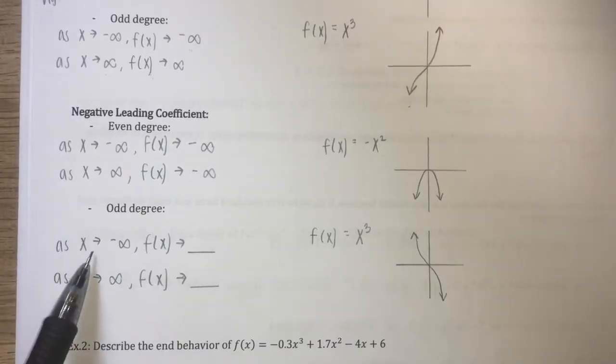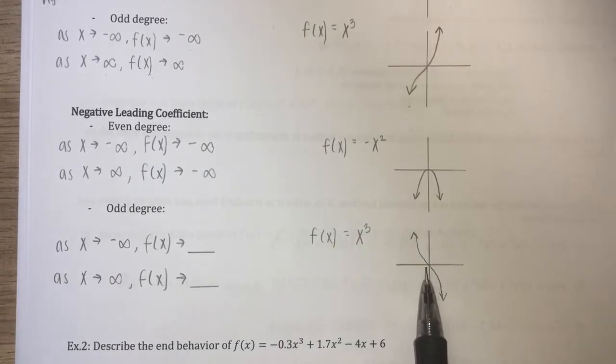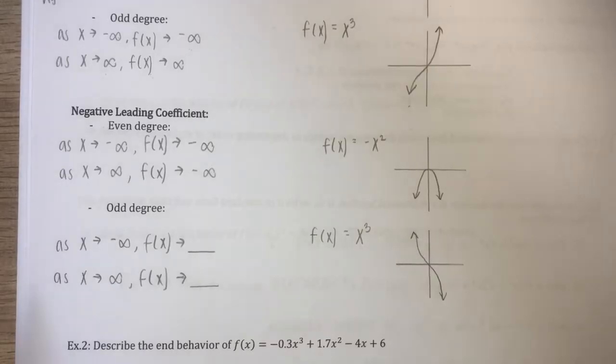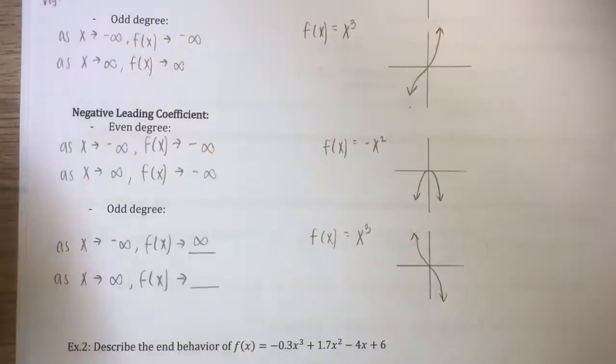So as x approaches negative infinity, that means as the graph moves to the left, because the x values are getting smaller and smaller, so as the graph moves to the left, it finishes off going up. So that means that f of x, or the y values, are going towards positive infinity. So as x approaches negative infinity, f of x approaches positive infinity.